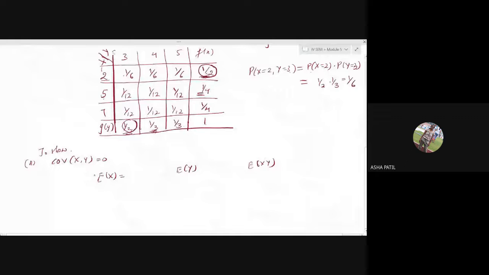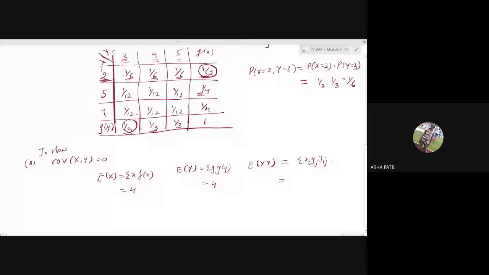I'm just doing it. Summation of x into f of x, you'll get 4. Expectation of y, summation of y into g of y, again you'll get 4. Now go for the summation of xi yj into fij. That is this term, xi yj into fij. So you have to add all these combinations in x and y and see what you get.